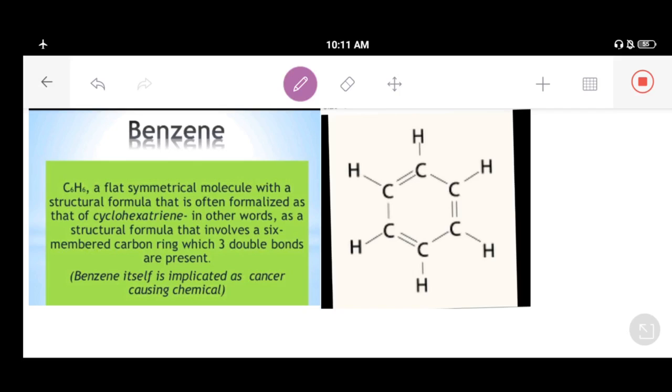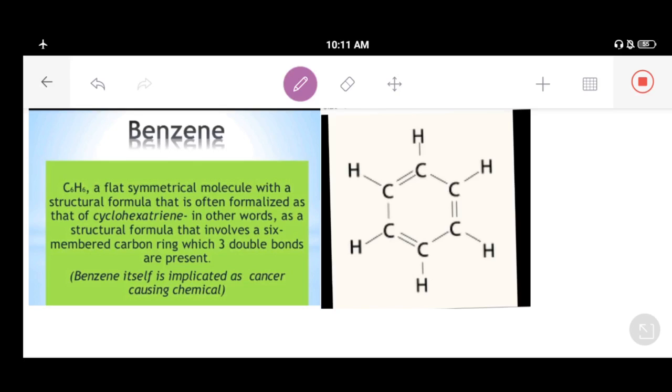Unsaturated means a carbon-carbon double bond, and cyclic means there is a ring formation, and hydrocarbon means compounds of carbon and hydrogen, that means carbon and hydrogen are present. We call those particular cyclic hydrocarbons unsaturated cyclic hydrocarbons. So students, you must remember that these unsaturated cyclic hydrocarbons are actually the hydrocarbons in which there is a carbon-carbon double bond.